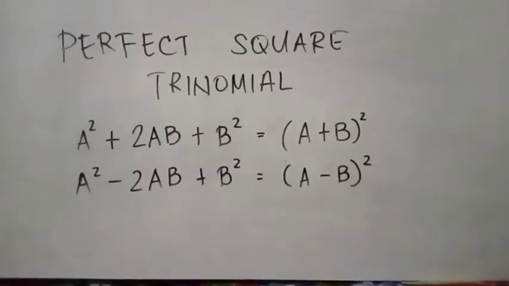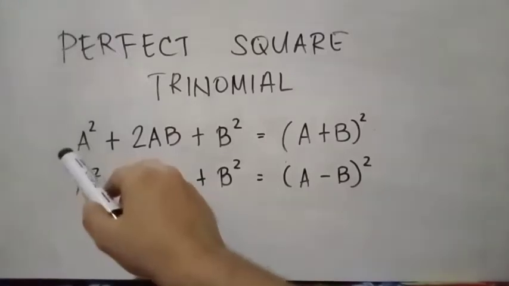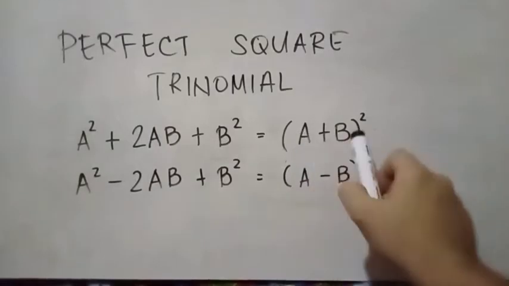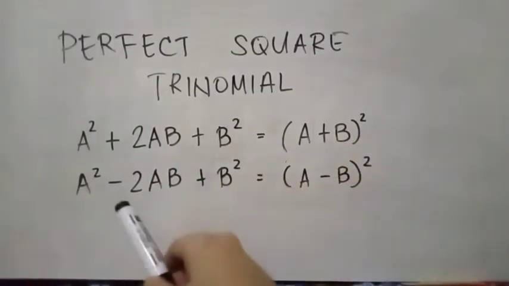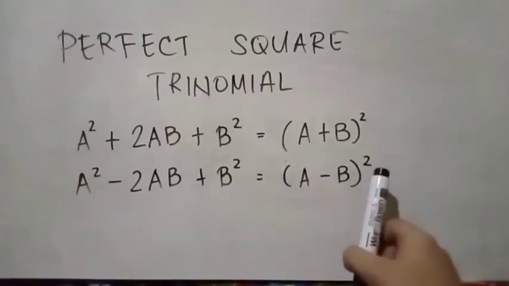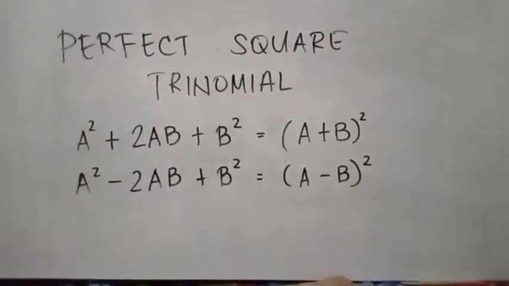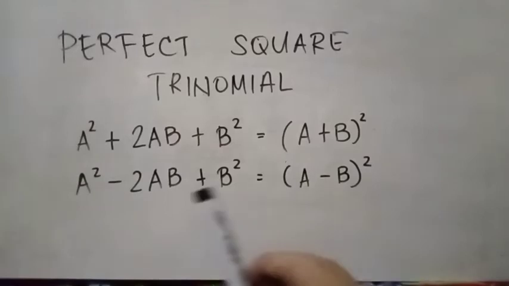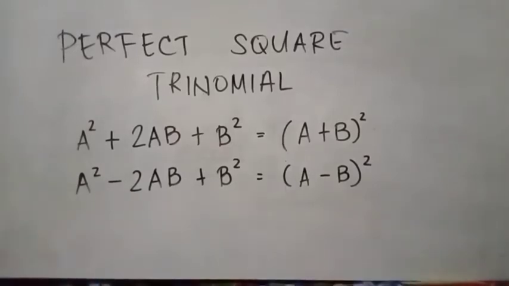Dito sa topic na ito yung magiging pattern niya. A squared plus 2ab plus b squared equals (a plus b) quantity squared. And a squared minus 2ab plus b squared is equal to (a minus b) quantity squared. So, i-explain ko sa inyo kung saan nanggaling ang pattern na ito at i-explain ko din sa inyo kung paano natin kunin yung factors ng ganitong expression.